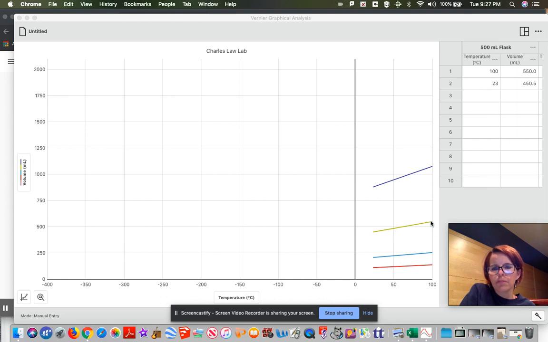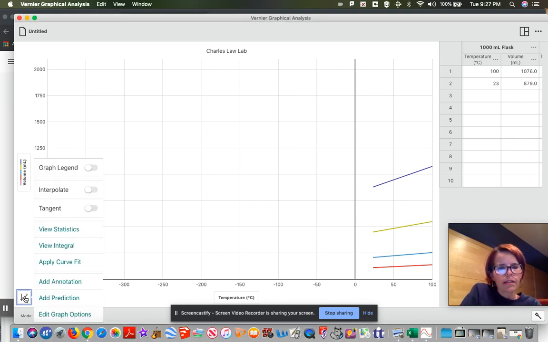Here's the 500 ml flask. I wish they were labeled. That would have kept me from screwing up the first time. And here's the 1000. Now here's the fun part. This is such a cool part about this lab, is that it works pretty well. It's not perfect, but it works pretty well. So I'm going to do something here, down here.